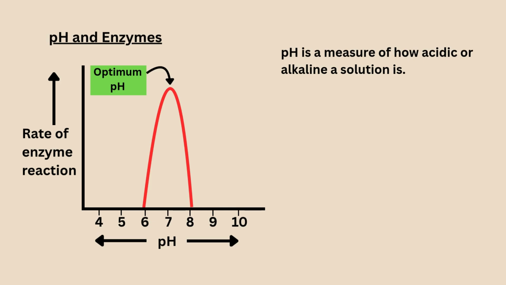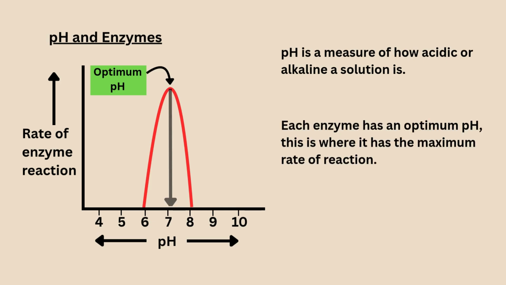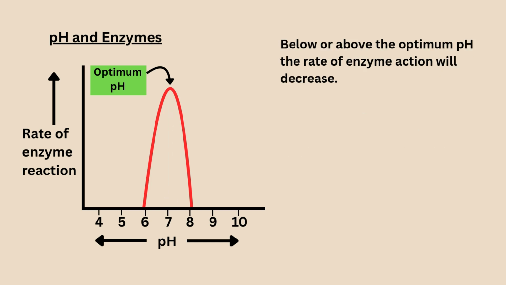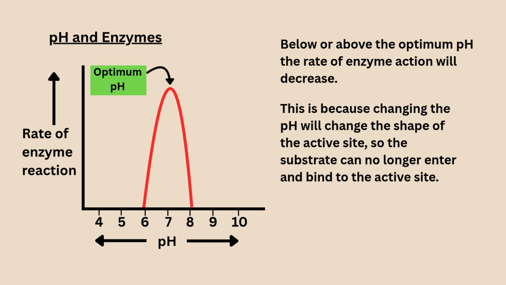pH in enzymes. pH is a measure of how acidic or alkaline a solution is. Each enzyme has an optimum pH. This is where it has the maximum rate of reaction. Below or above the optimum pH, the rate of enzyme action will decrease. This is because changing the pH will change the shape of the active site, so the substrate can no longer enter and bind to the active site. At extremes of pH, the enzyme is denatured.